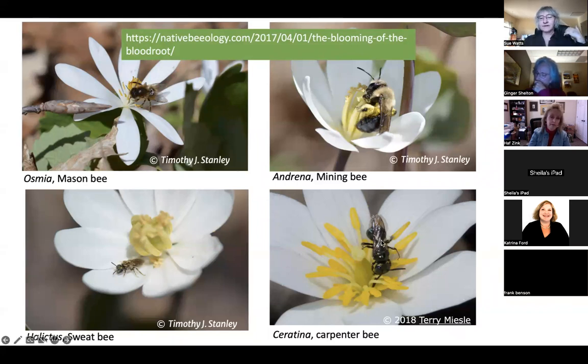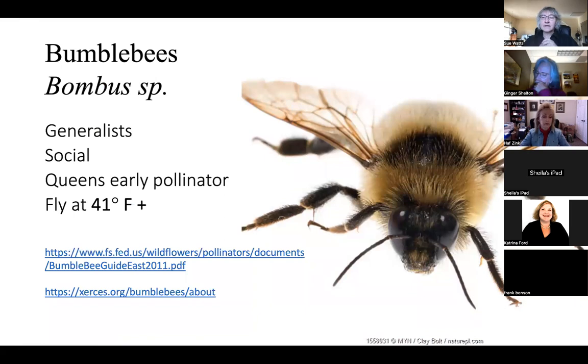And this is really cute. This is a carpenter bee. We're so used to our big, bulky bees, but this is a carpenter bee too. It's one of the little cousins. All right, so let's take a closer look at some of the bee species that are out in the spring.